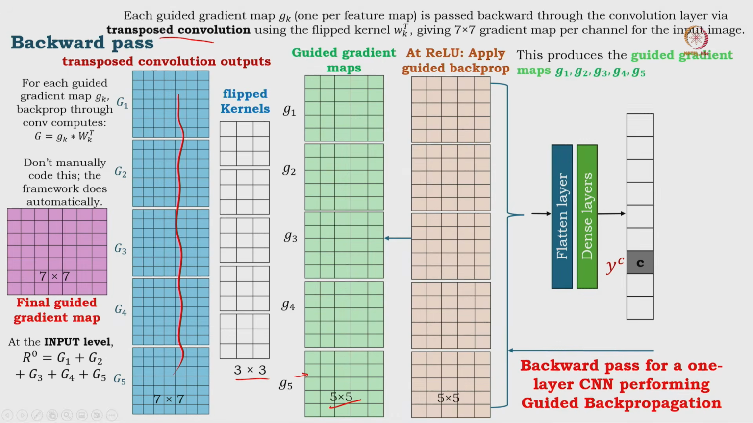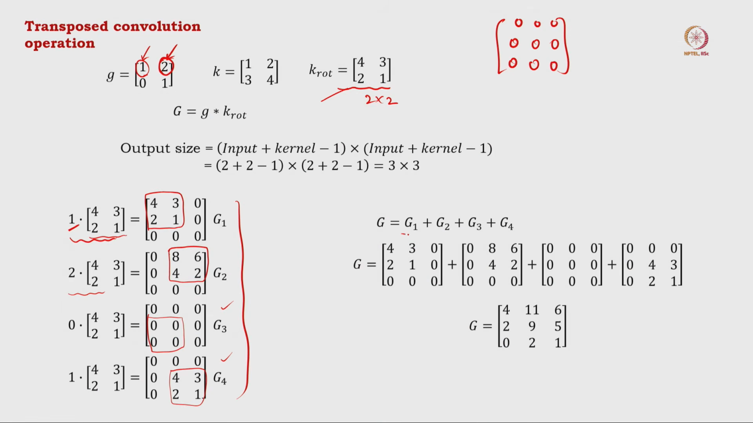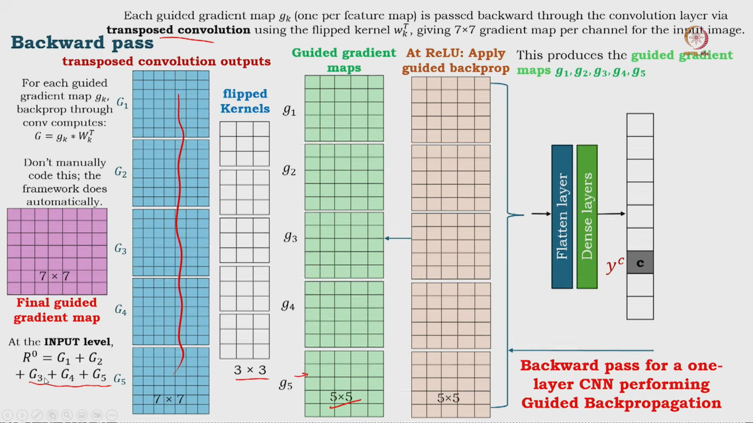Now, finally, we are going to perform an addition here. So, how are we performing the addition? Look at 4 plus 0 plus 0 plus 0, that is 4. Then 3 plus 8 plus 0 plus 0 is 8 plus 3, 11. Then you will take these positions and add, it is 6. Likewise, you will do element-wise addition and you are going to get this. So, what you have obtained is the final G.